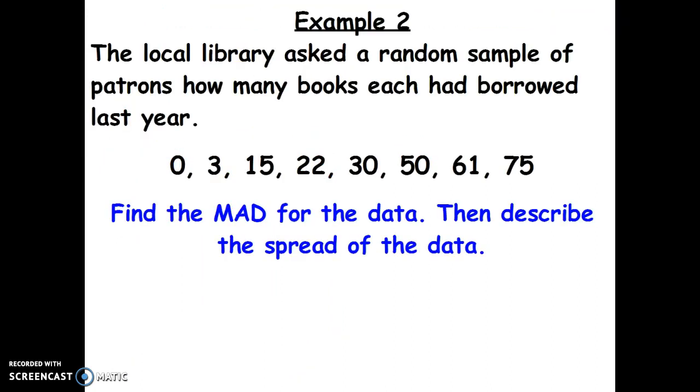All right, example 2. The local library asked a random sample of patrons how many books each had borrowed last year. Find the MAD for the data, then describe the spread of the data.